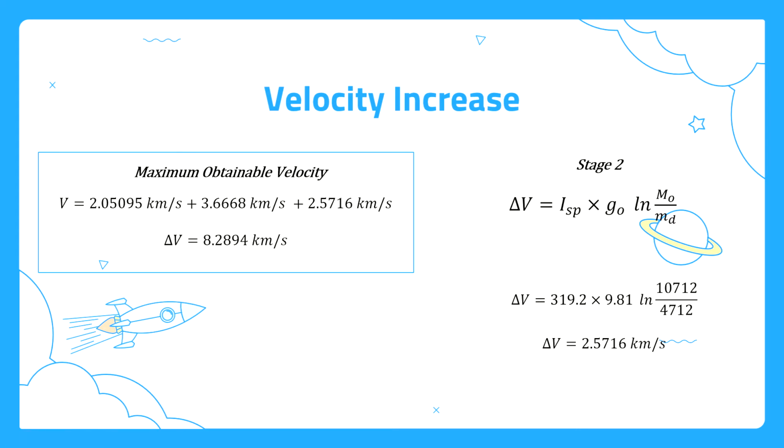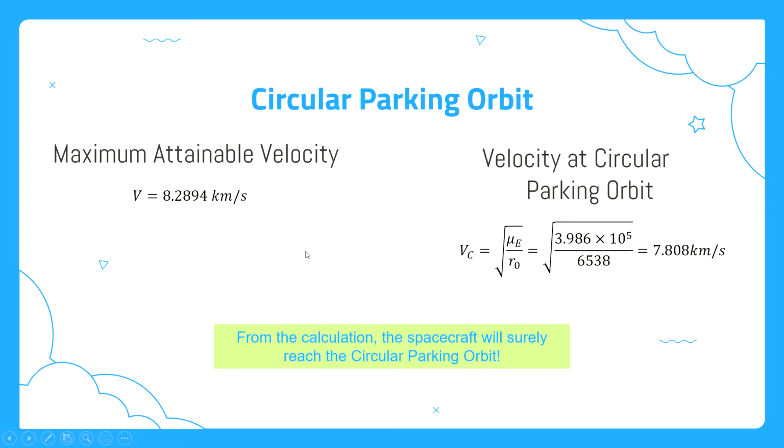On stage 2, the increase of velocity can also be calculated by the same equation as before, and the result is 2.5716 increase in velocity. And from that, we can calculate the maximum attainable velocity, which is 8.2894. Now, that velocity at 8.2894 is the maximum velocity that the spacecraft will have if it burns all its fuel until the parking orbit.